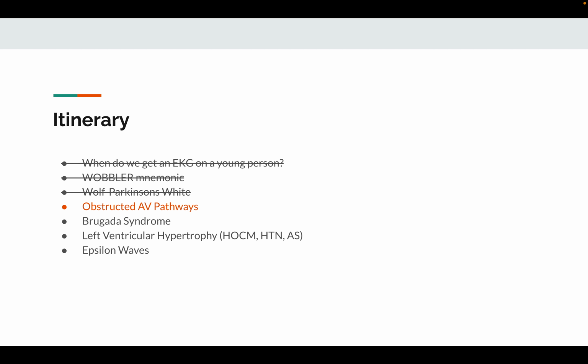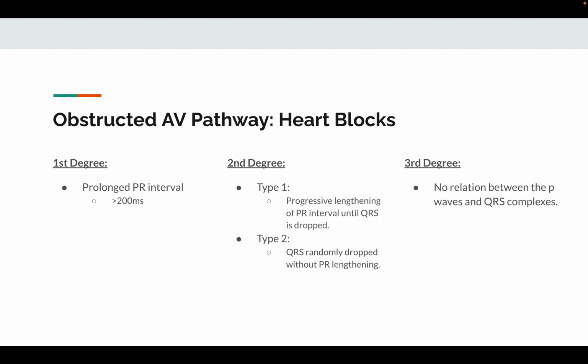Alright, now we have our obstructed AV pathways. This is our first, second, and third degree heart blocks. Our first degree heart block is a prolonged PR interval that's greater than 200 milliseconds, so 5 small boxes or 1 big box. And then our second degree of a Mobitz type 1, which is a progressive lengthening of the PR interval until a QRS is eventually dropped.